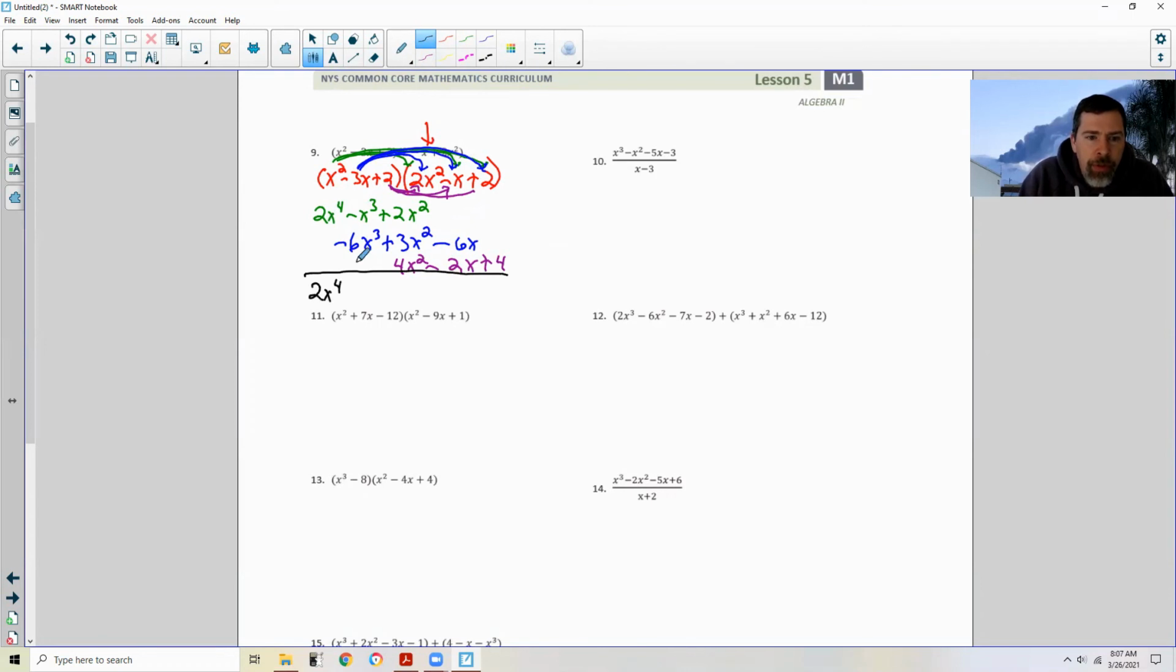2x to the 4th. Negative 1 minus 6 is negative 7x cubed. 2 plus 3 is 5 plus 4 is 9x squared. Negative 6 minus 2, negative 8x plus 4. Okay, and there's the answer.